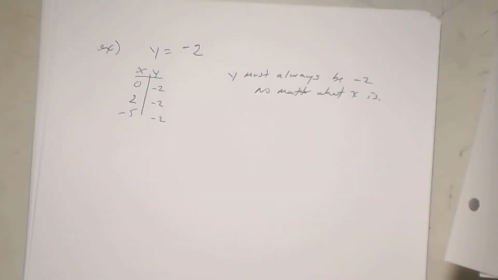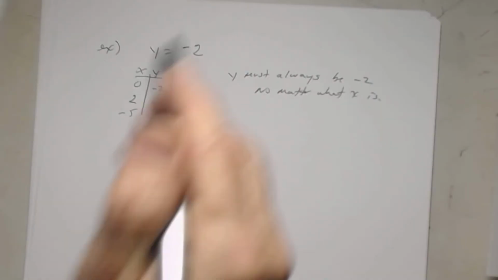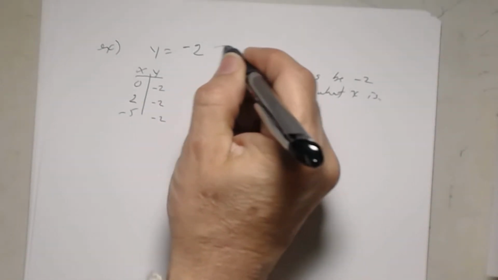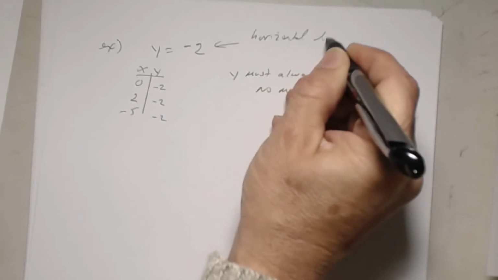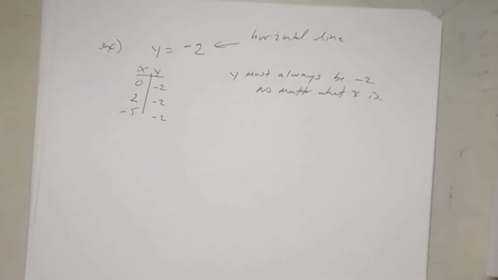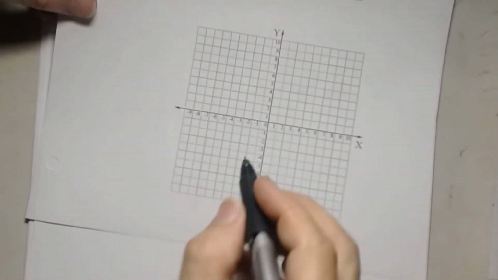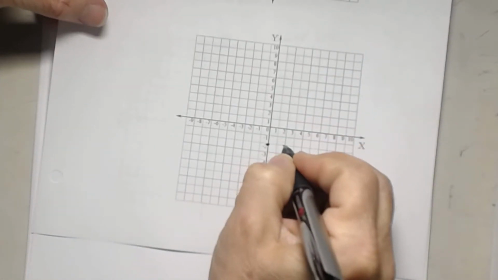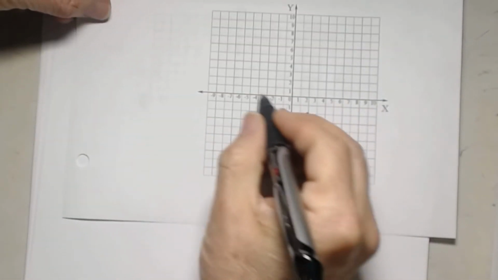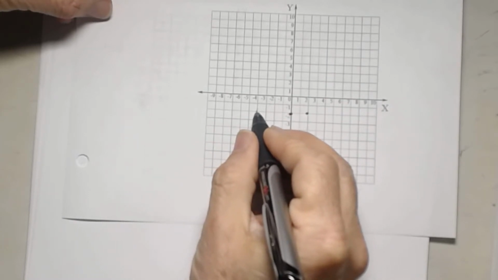And so when you graph those 3 points, you're going to notice what kind of line you get. Horizontal. So y equals a number is always going to be a horizontal line. So when I graph this, 0, -2, 2, -2, -5, -2. See they all lie on the horizontal line?